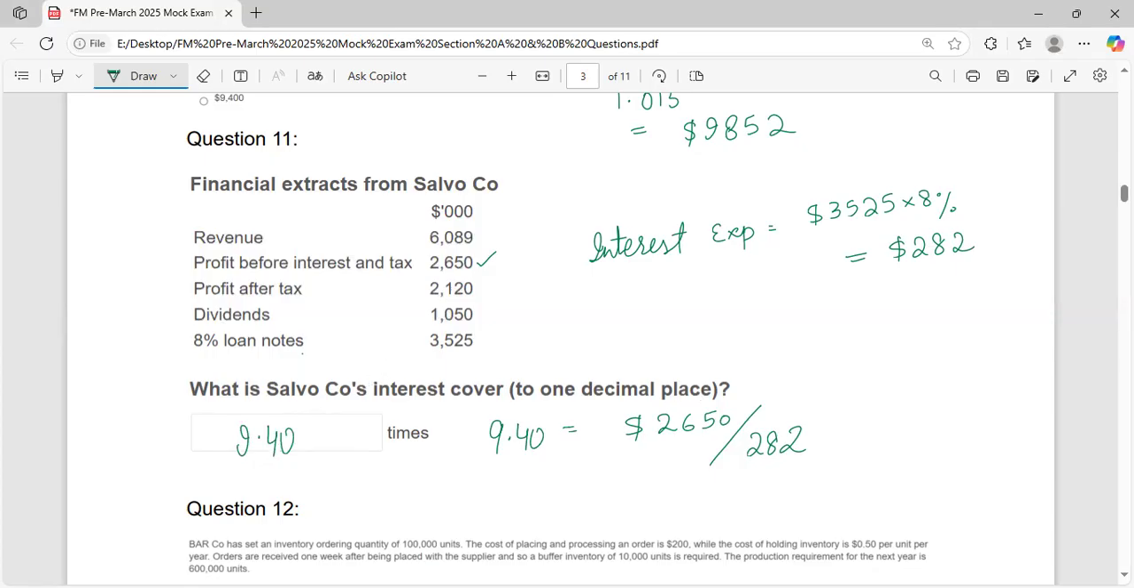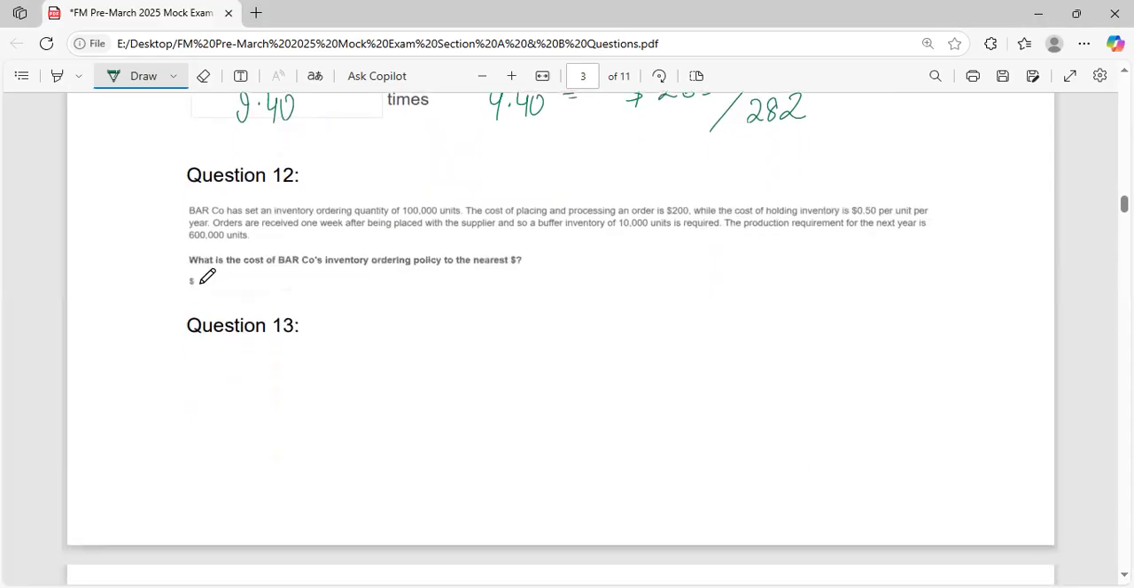Next one is: Bar company set an inventory ordering quantity of 100,000 units. This is order size. If it is determined with the formula of EOQ, we can say that it is EOQ, or the third word is reorder quantity. So the meaning of all four words is the same over here. Cost of placing and processing an order is $200. And the cost of holding is 0.25 per unit per year.